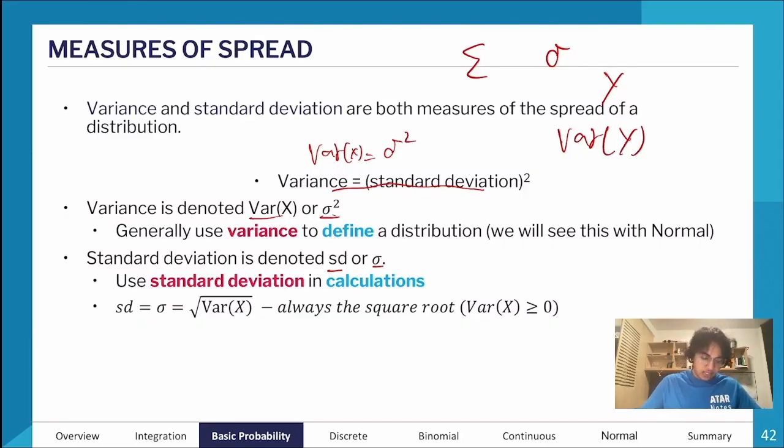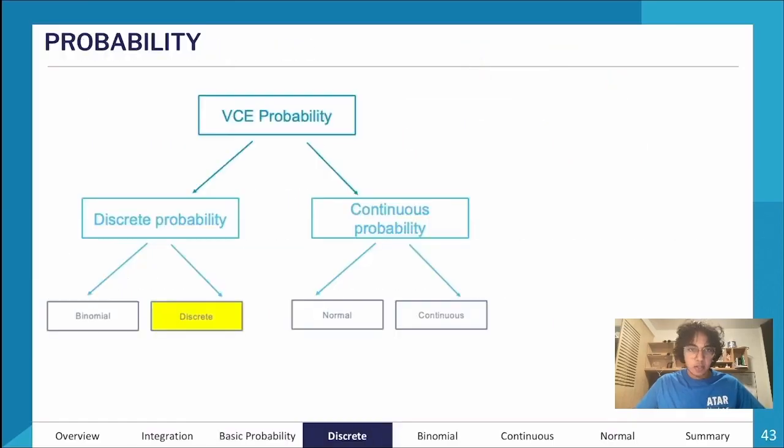So standard deviation is always the square root of variance. That says that variance must always be greater than or equal to 0, right? Because we can't take the square root of a negative number in methods. Okay, let's get on to discrete probability, right? So we've covered all the basic stuff. Now it's time to get into the nitty gritty.